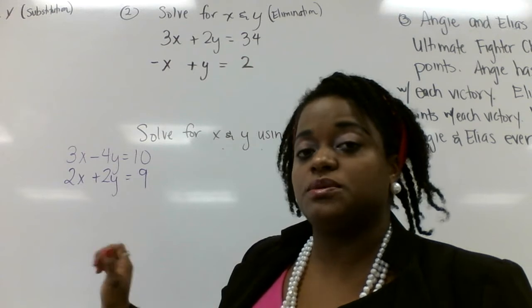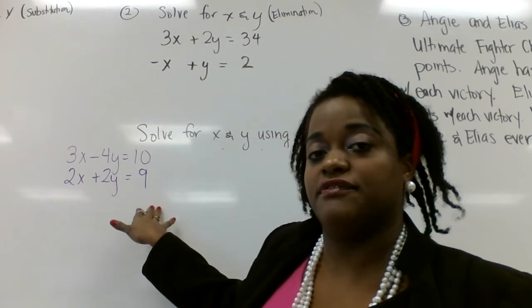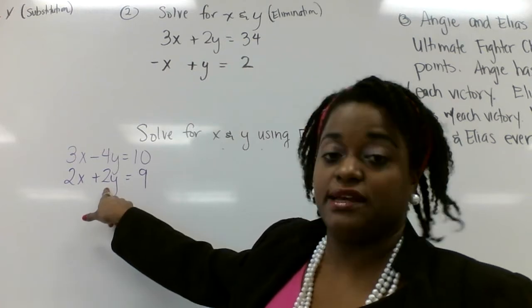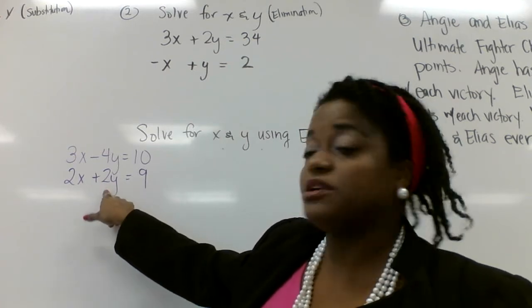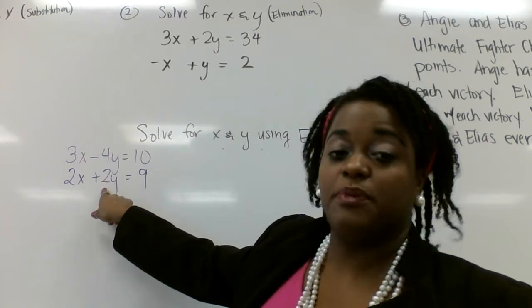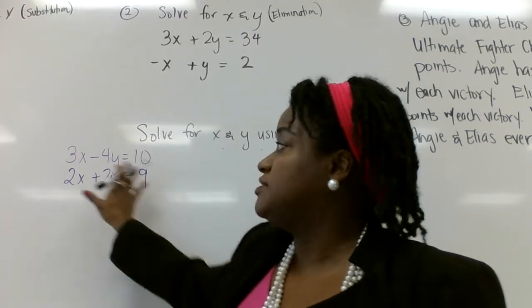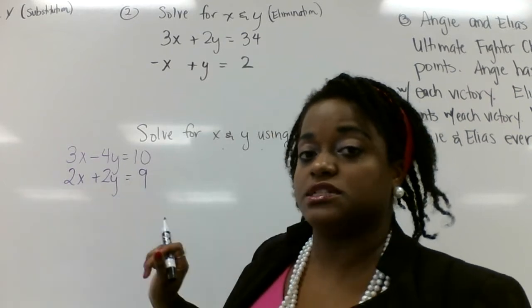So what we want to do is multiply this bottom one by a number that will cancel out a variable. I look at this, 2y, and I see that if I multiply 2y by 2, it'll be a positive 4y. Then positive 4y and negative 4y will cancel out. So that's what I'll do. I'll multiply this whole bottom equation by 2.